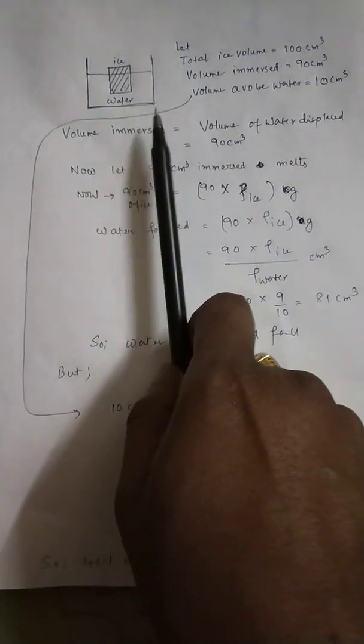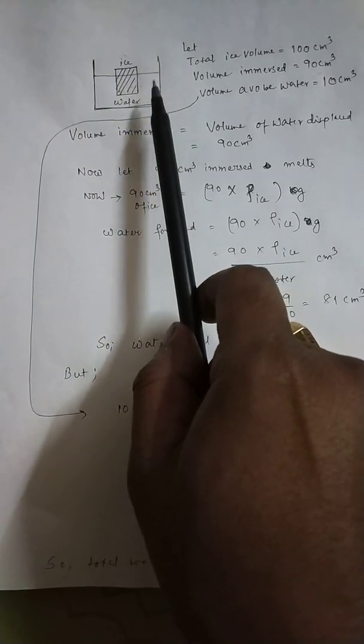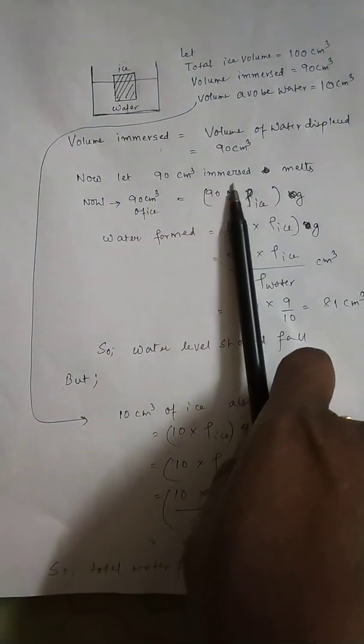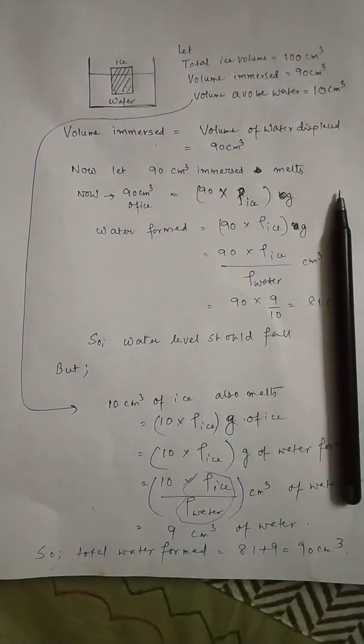So at this moment, water in this glass is showing 90 centimeter cube more than the actual volume of water over here. Now 90 centimeter cube of immersed ice melts.